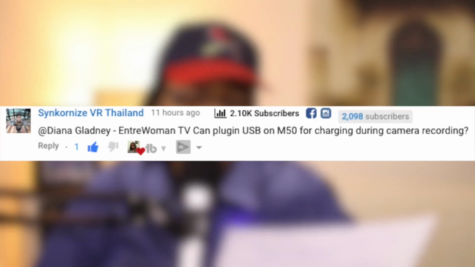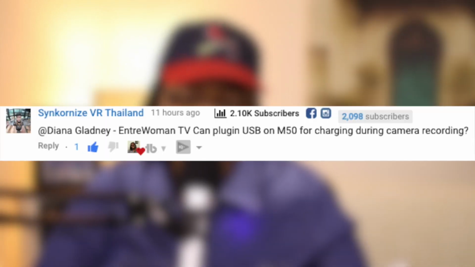All right, question number 3. Can you plug in the USB on the M50 for charging during camera recording? I wish this was the case, but unfortunately, the Canon M50 cannot do that. Even though it may be plugged up, it doesn't work like a phone, or some other cameras that are now including that. I hope that maybe the next M50 Mark II or the M60 or M70 or whatever they come out with will include that in future generations. But right now, the answer is no.